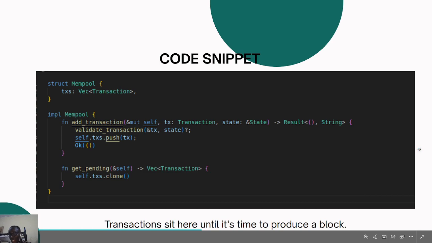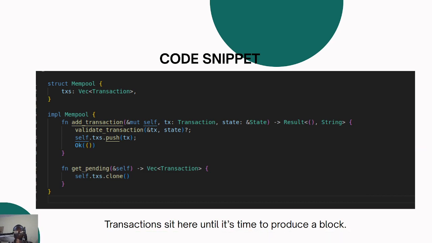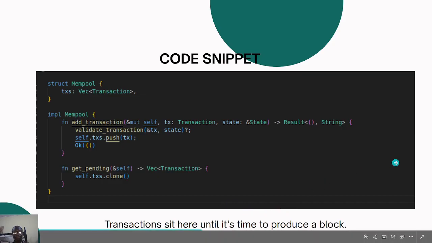Like I said from the very beginning of this workshop, every slide is a correlation of the next slide. So now we are seeing that our transactions are stored temporarily in a place we call the mempool, and that transactions sit here until it is time to produce a block. So let's see what that means.